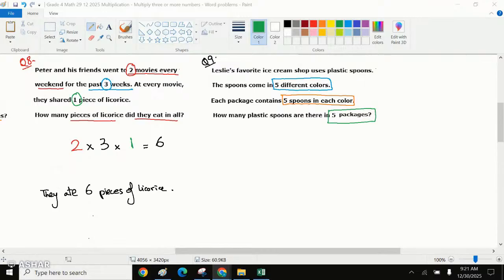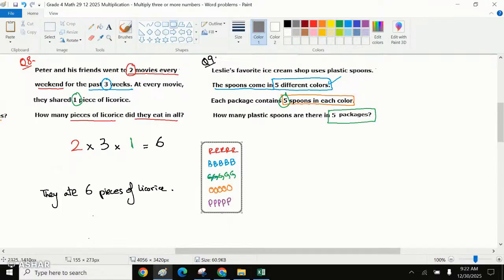Look at the statement. The spoons come in 5 different colors, right? Let's suppose we have 5 different colors. Red, red, red, and red. We have blue, the second color. Then the third color is green. There are 5 spoons of green, right? And then 5 of orange and 5 of purple. So in total, in one pack, how many total spoons are there?